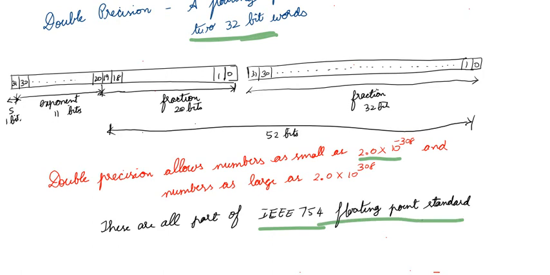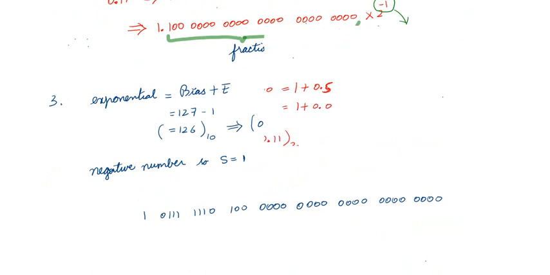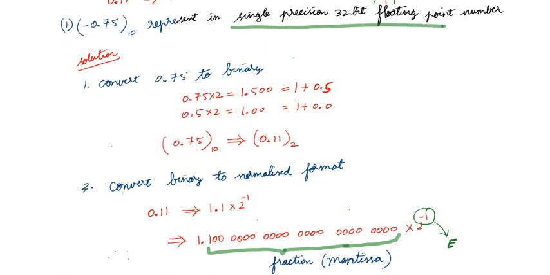Now we take a problem. We'll do the single precision 32 bit floating point number for the given decimal number. The decimal number is minus 0.75. The base 10 indicates it is a decimal number. I want to represent this number in single precision 32 bit floating point. Now, what are the steps I'm going to do?